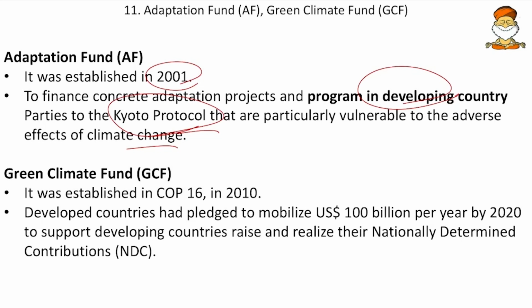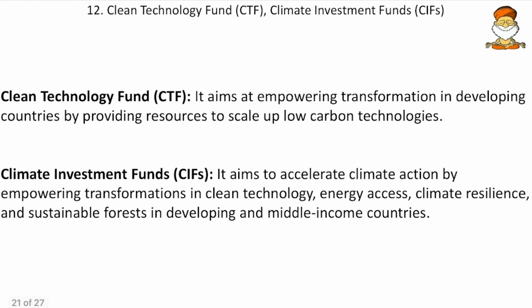Then the Green Climate Fund. So it was established at the Conference of Parties 16, COP16 in 2010, and developed countries had pledged to mobilize US$100 billion per year by 2020 to support developing countries to raise and realize their nationally determined contributions. So this is not being observed right now. So they have promised that every year they will deposit some $100 billion under this Green Climate Fund.